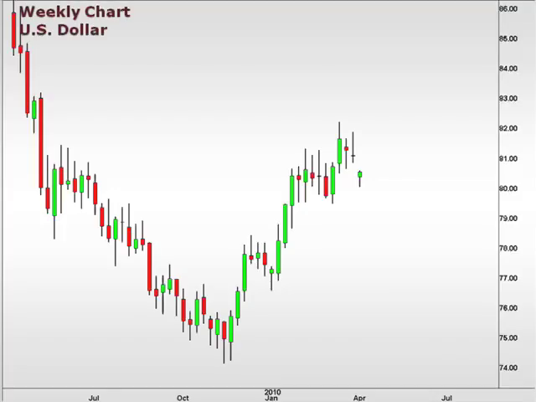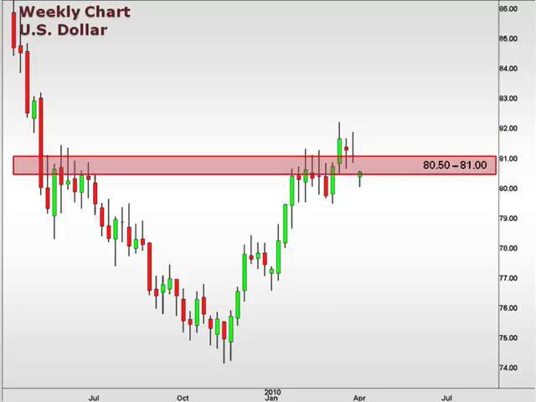Let's take a look at a weekly chart of the US dollar index. This is a great way to gain perspective as to how the US dollar has been trading against a basket of currencies. Well, the path of least resistance continues to be to the upside. However, we did see a second test of this 82 and a half focal zone and a subsequent rejection, which now brings the pair back down to test support within this 80.5, 81 focal zone.